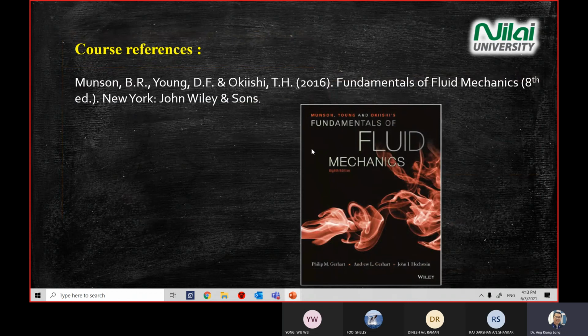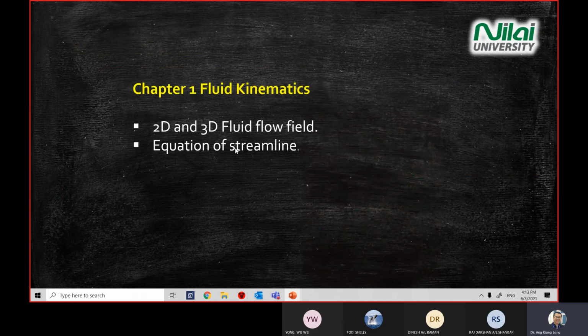This is the textbook that I'm using. All right, so chapter 1, we look at fluid kinematics. The word kinematics means something that is moving, and it links up with the fluid. So fluid here means element. Fluid is not necessarily water, but it means something that is liquid, or it can be air.